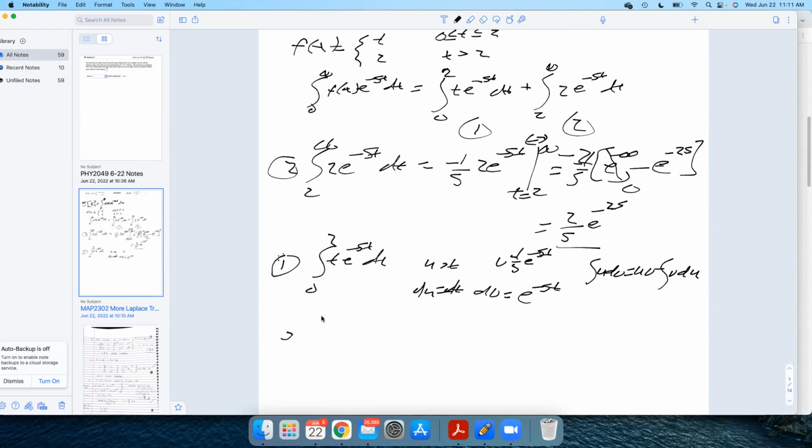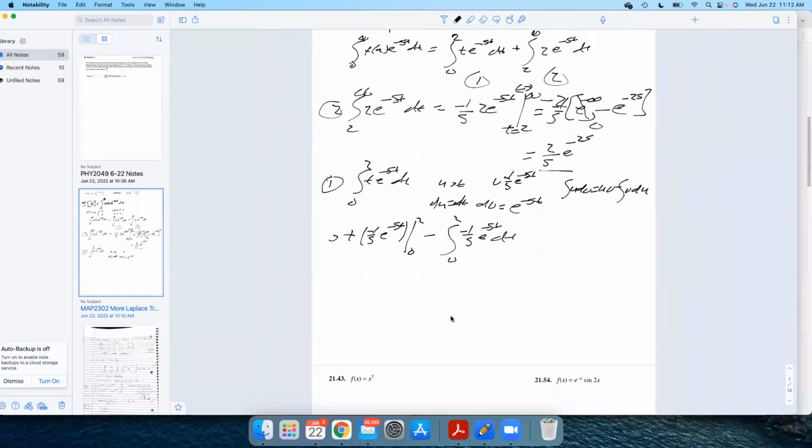So then this integral here will be uv, so u times v, t times -1 over s e to the negative st, evaluated at my limits 0 to 2, minus the antiderivative of v du, these two, -1 over s e to the negative st dt, and we're going from 0 to 2. That's an equal sign right there. I want to clean that up a little bit.